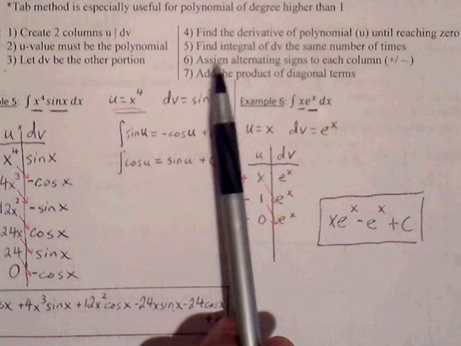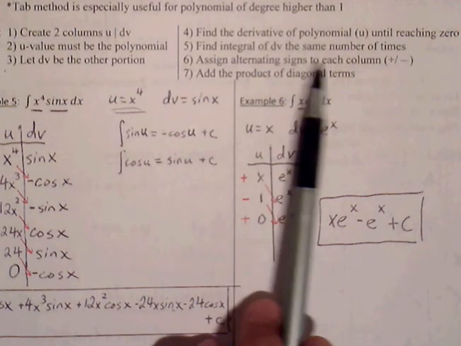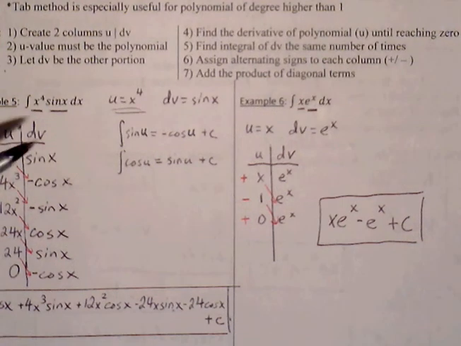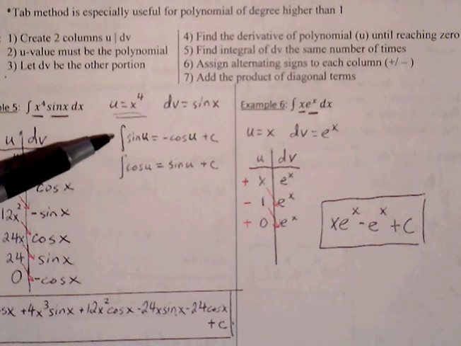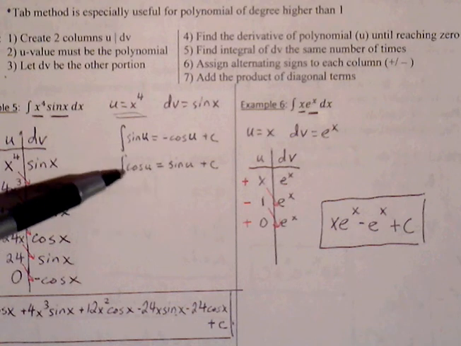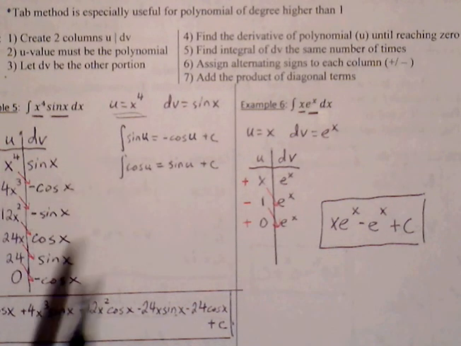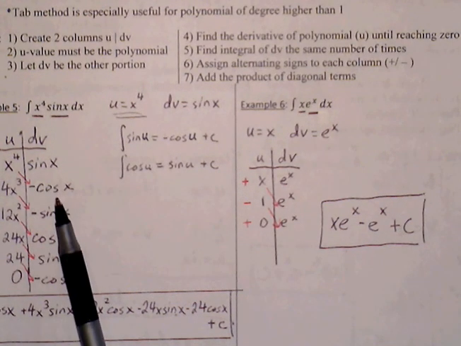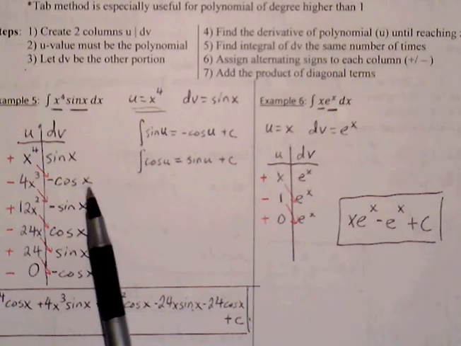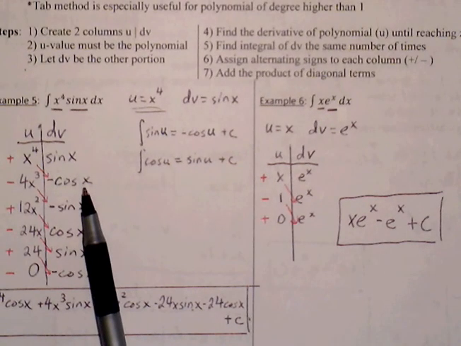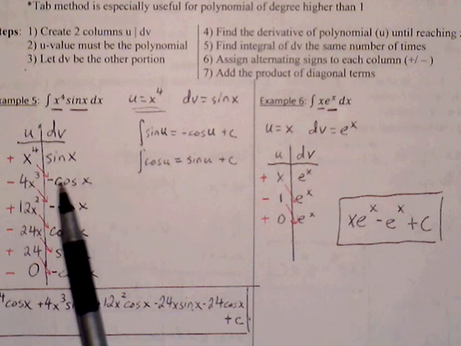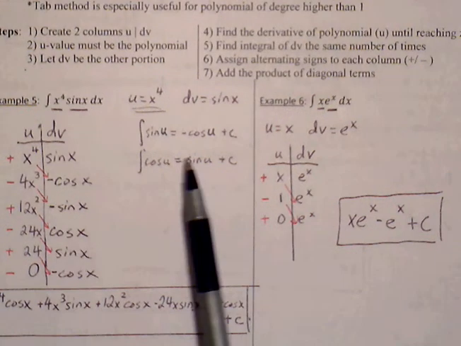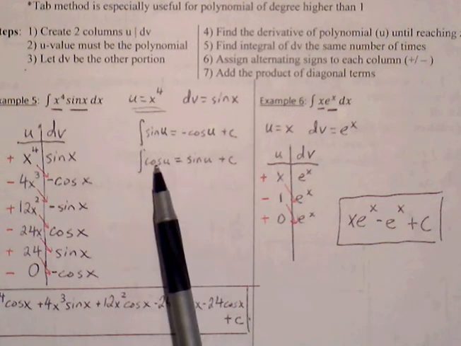Okay. Step 5, we're going to find the integral of dv the same number of times. So just to remind us, the integral of sine is negative cosine. The integral of cosine is a positive sine. So sine becomes negative cosine. Integral of negative cosine becomes negative sine because the negative will stay. There's not going to be a sign change from cosine to sine.